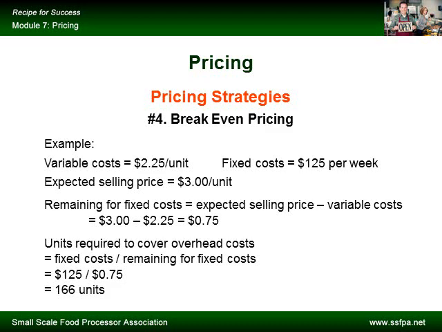In this example, if the costs and volume sold remained the same and the producer decided to increase the price to $3.50, there would be a profit of 50 cents per unit, or $83 a week.